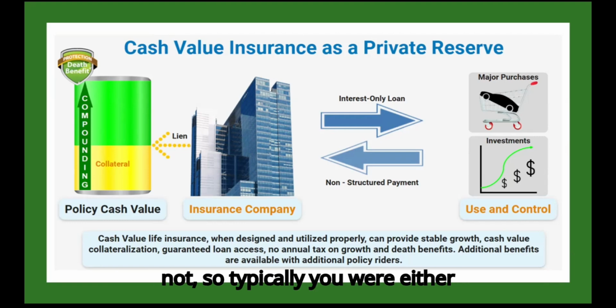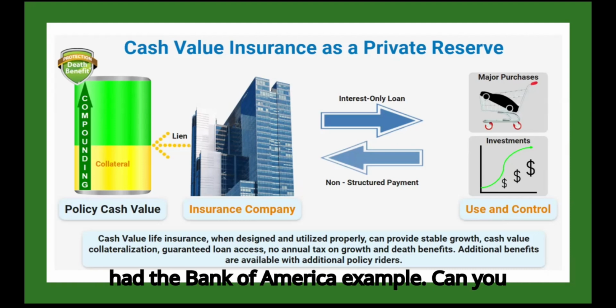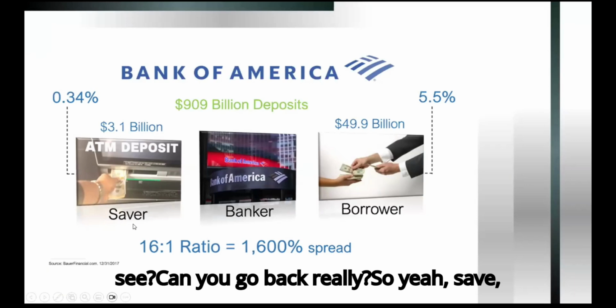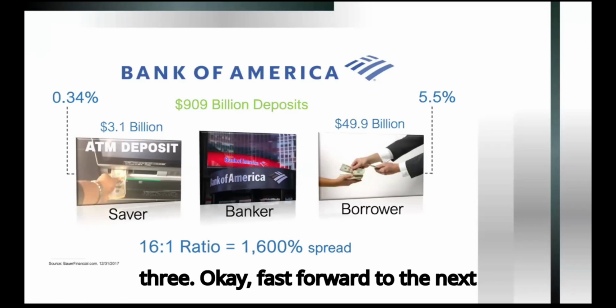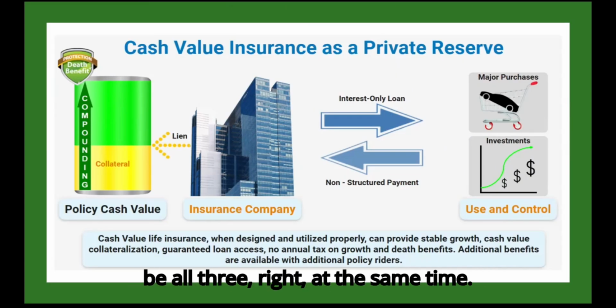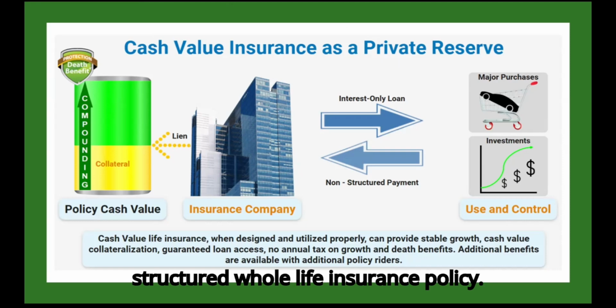Typically, we're either the borrower or the bank. Can you go back? What was it? Go back to the other slide, where we had the Bank of America example. Yes, saver, banker. We're either two of the three. Okay, fast forward to the next slide. And so in this equation, we could be all three at the same time, and I guess just using a properly structured whole life insurance policy.